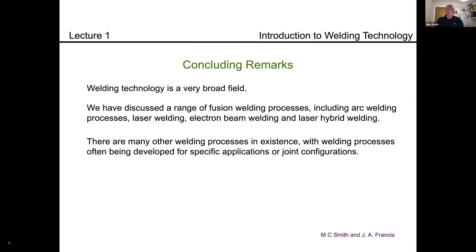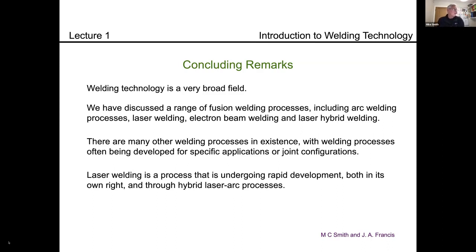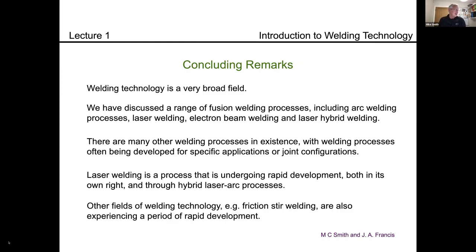There are many other welding processes in existence, and they're often developed for specific applications or joint configurations. So this is just an overview. One that's used a lot now is laser welding. That tends to be developed quite a lot because of its ability to accurately weld small components with robotic control. And friction stir welding is another one which is being developed quite rapidly at the moment. Electron beam welding is one I'm involved in. So there's quite a lot going on. But what this lecture is to do is to just give you a feeling for the sorts of welding processes that we use and their advantages and disadvantages. Okay, so that's the end of today's lecture.